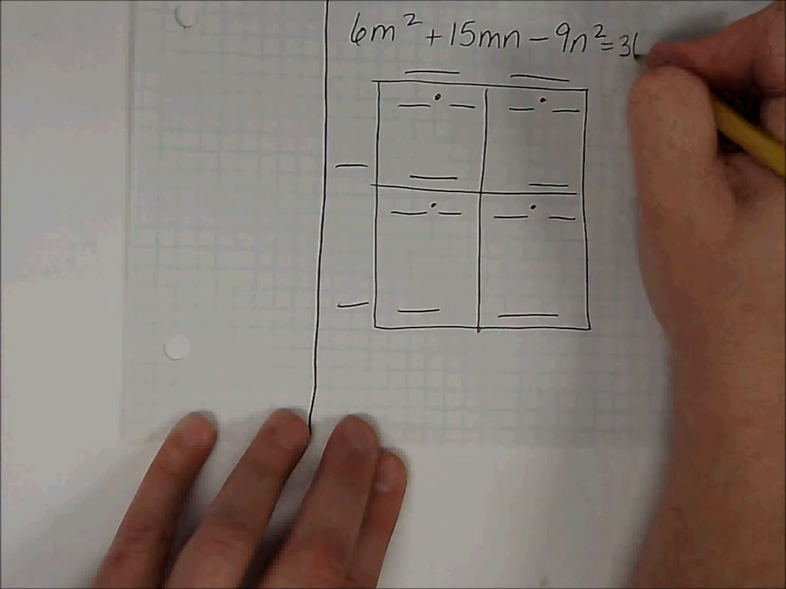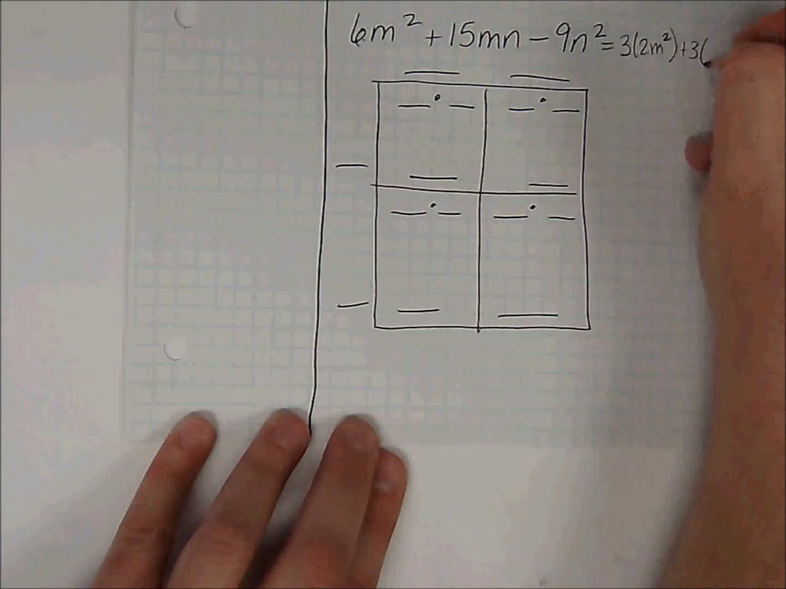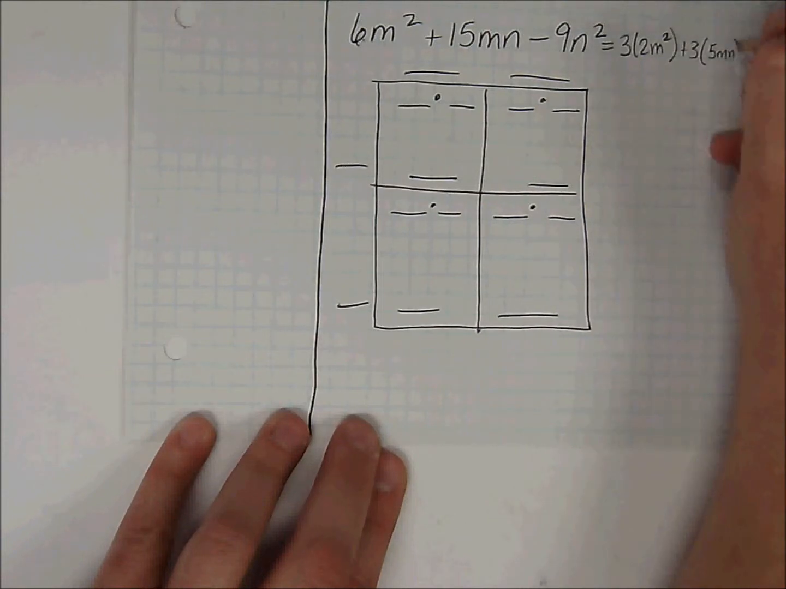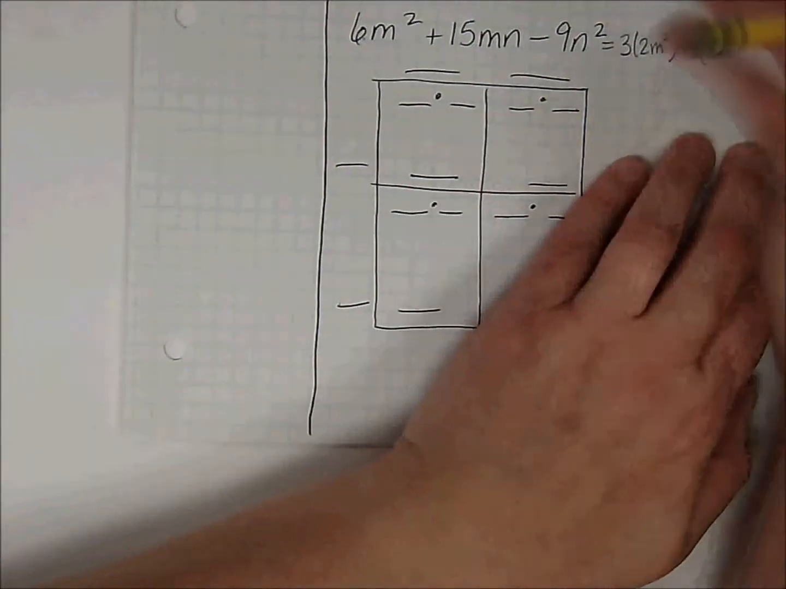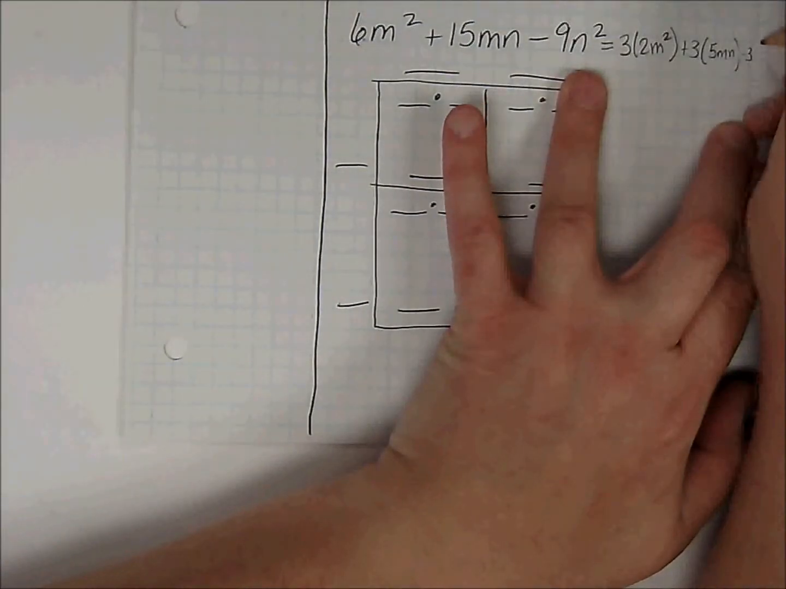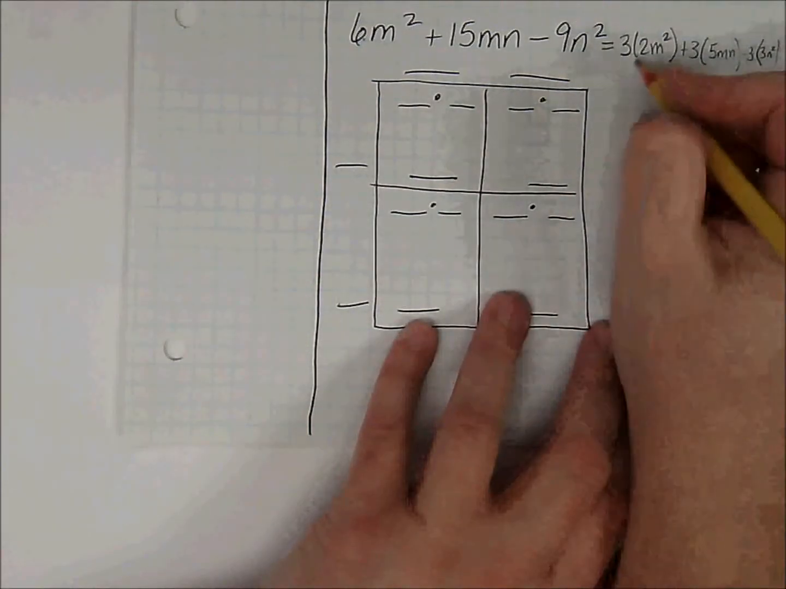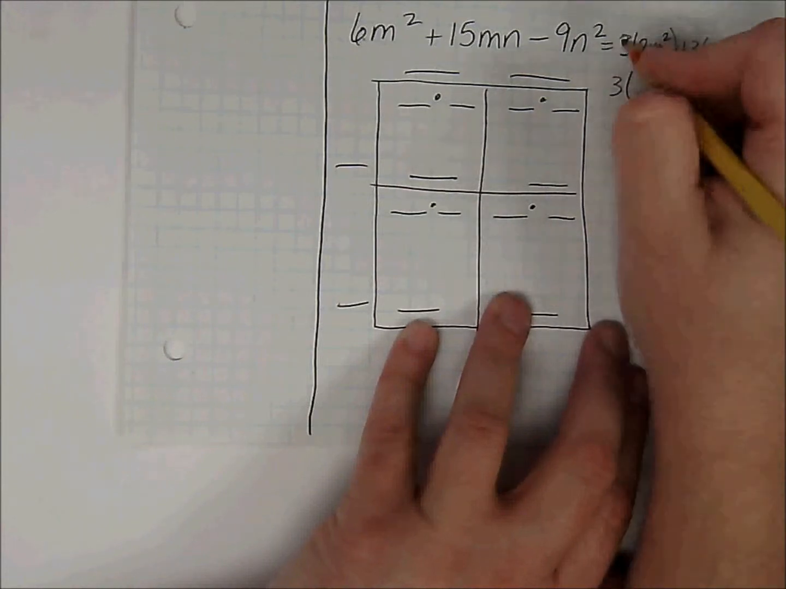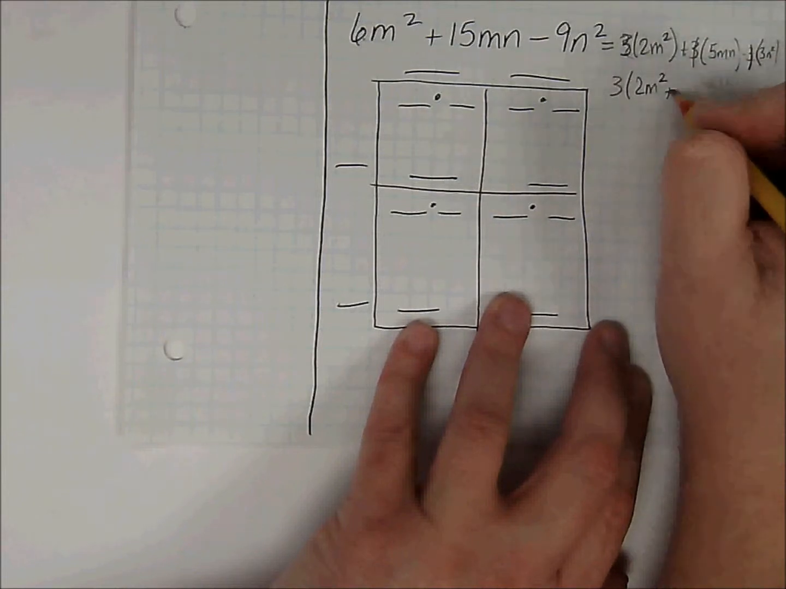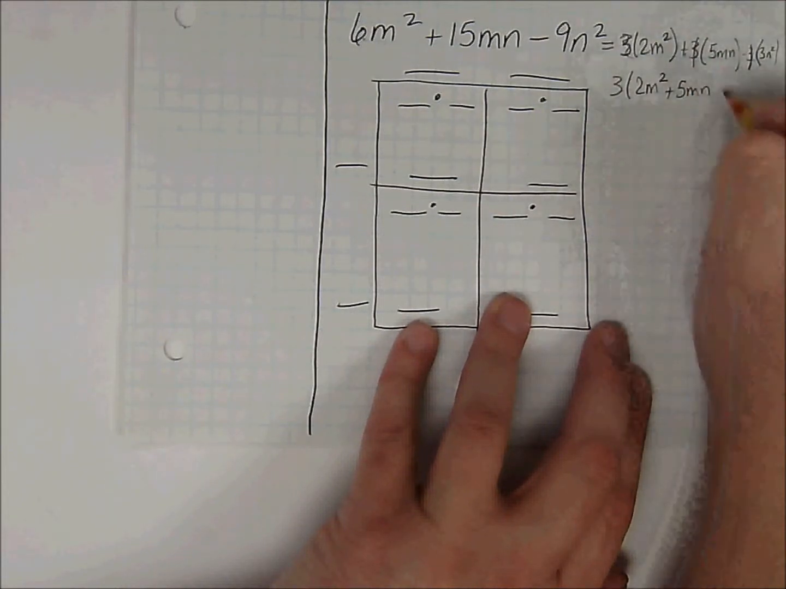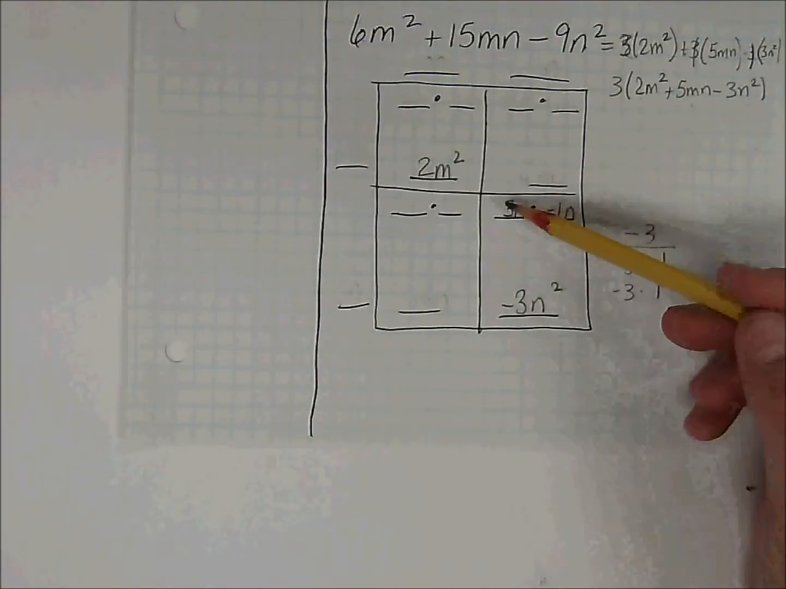This is 3 times 2m squared to get 6m squared plus 3 times 5mn plus, running out of room, 3 times, or excuse me, minus, because there's a minus right here, minus 3 times 3n squared. Phew, barely made it. So let's pull that 3 out. 3 is gone, 3 is gone, 3 is gone. And I'm left with 2m squared plus 5mn minus 3n squared. So I'm going to try negative 1 and positive 3.